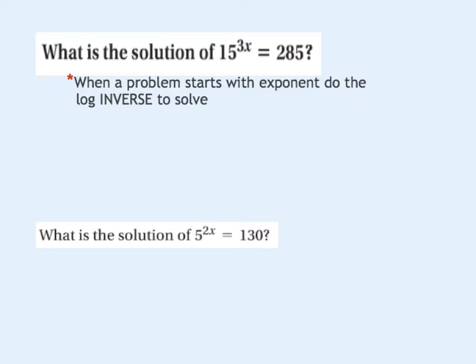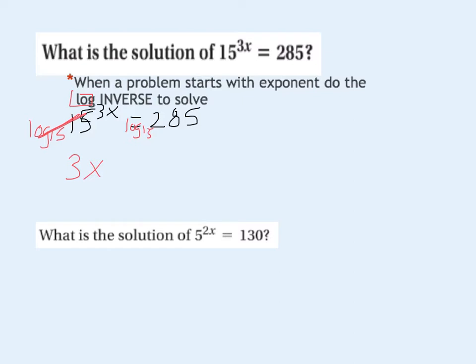So if I rewrite this equation, I have to do the inverse of exponent, which would be a log. And this has a base of 15. So I'm going to do log base 15 on the left-hand side. Remember, whatever you do to one side, you have to do to the other. So these two cancel each other out, and I'm just left with 3x on the left-hand side.